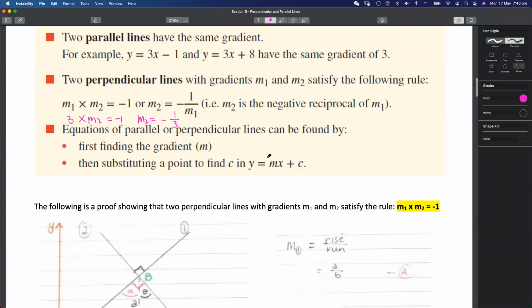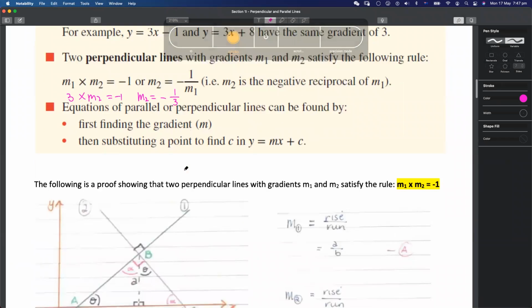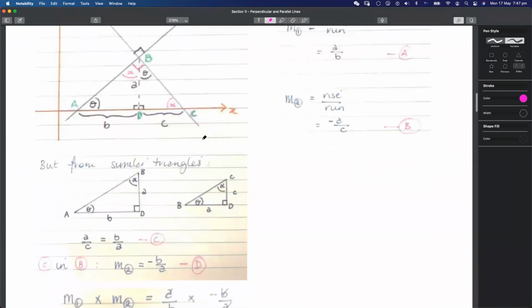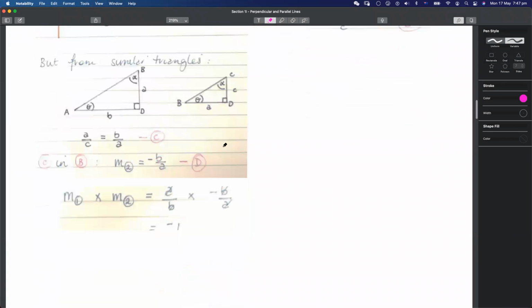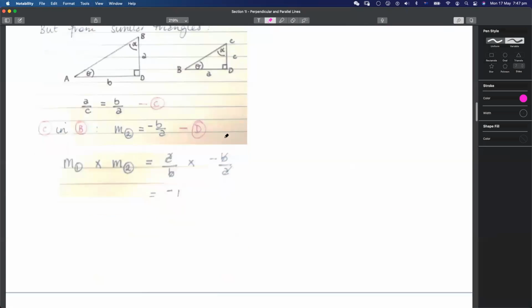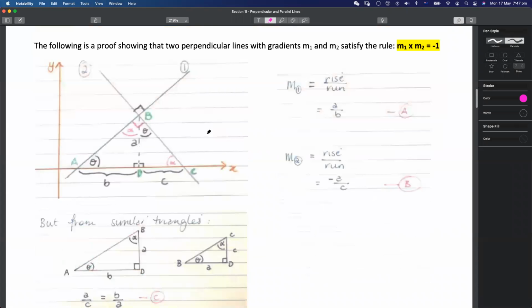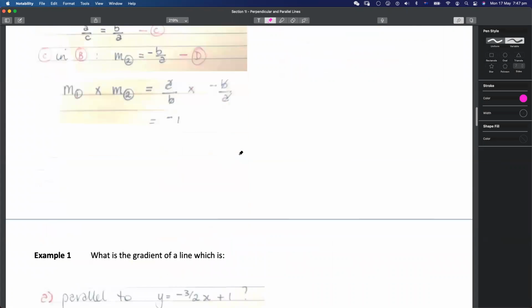The equation of a parallel or perpendicular line can be found by finding the gradient m, then substituting a point to find c in y is equal to mx plus c. We're going to explain this a bit further in our example questions. And with this proof, if you're interested, have a look at it, and feel free to let me know if you have any questions or concerns. The more important thing is to use those results.